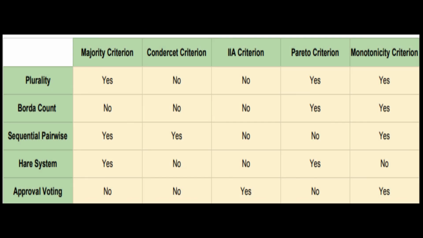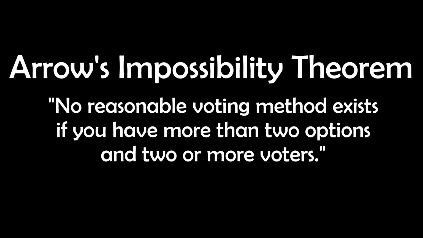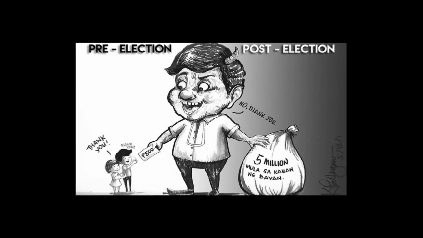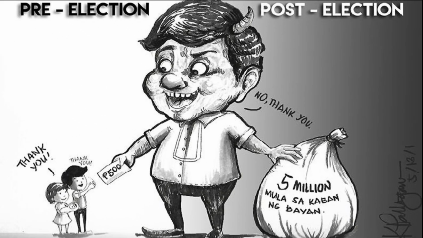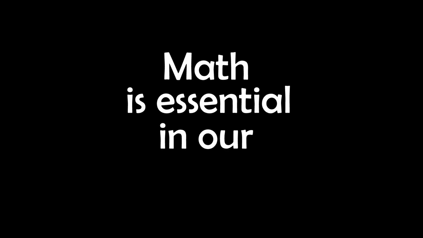Just so you guys know, there is no single voting method that will be able to satisfy all that criteria. And according to Arrow's impossibility theorem, there's just no reasonable voting method if you have more than 2 candidates and more than 1 voter. So, I guess the only thing we can do as an individual for the greater good of the community is to vote wisely. And, well, that's all for today. But I sure do hope that this video shows you that through voting, math is essential in our modern world.